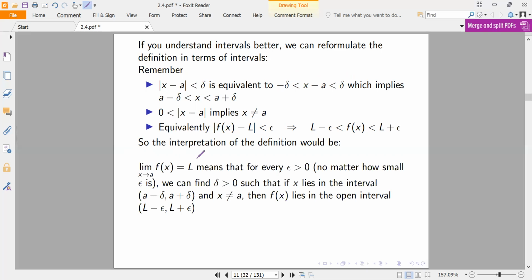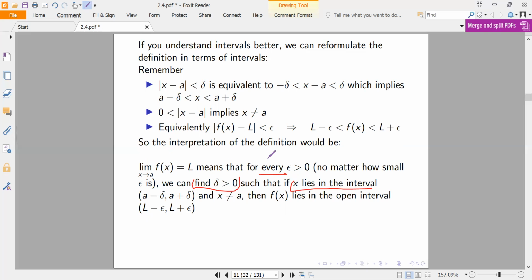Now, let's get to the definition. The limit of f of x as x approaches a being equal to L means that for every epsilon greater than 0, regardless of how small epsilon is, we can find some number delta that is also positive, such that if x lies within the open interval around a of radius delta, and x is not equal to a, then f of x will also lie within the open interval around L of radius epsilon. I hope that is clear. So for us to say that L is the limit of f of x as x approaches a, we mean that for every, regardless of how close we want f of x to be to L, regardless of the distance.